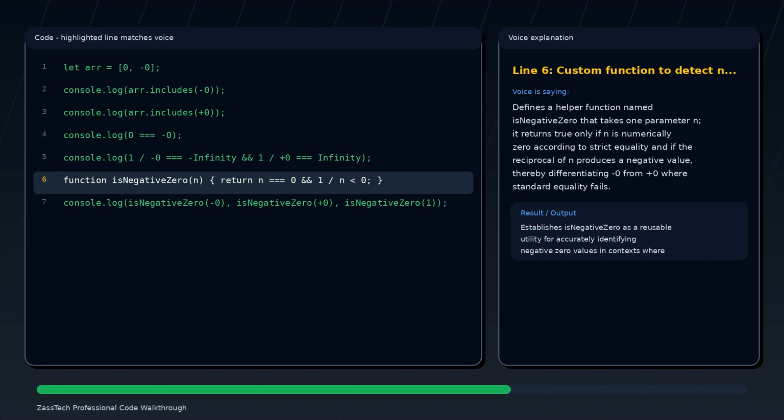It returns true only if n is numerically 0 according to strict equality and if the reciprocal of n produces a negative value, thereby differentiating -0 from +0 where standard equality fails.